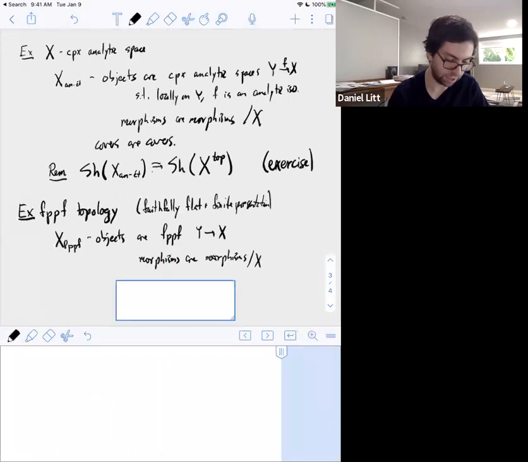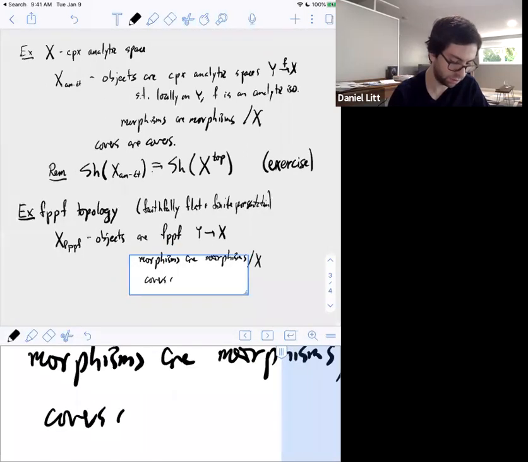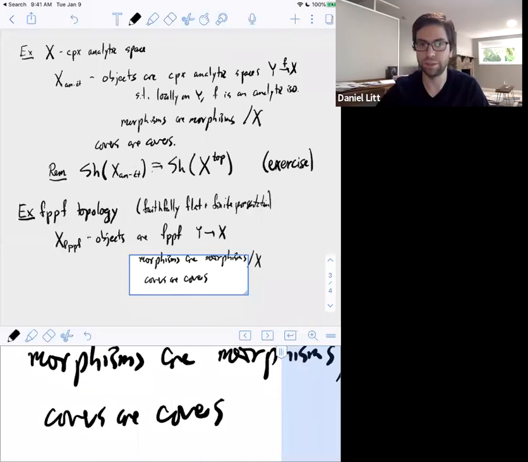And then again, covers are covers, meaning that a collection of maps is a cover if it's jointly surjective. The union of all the images is the whole of X, or the whole of U. All right. Are there any questions about this?